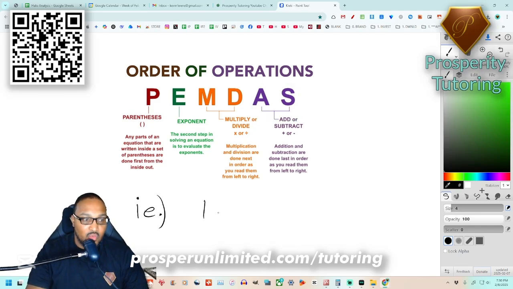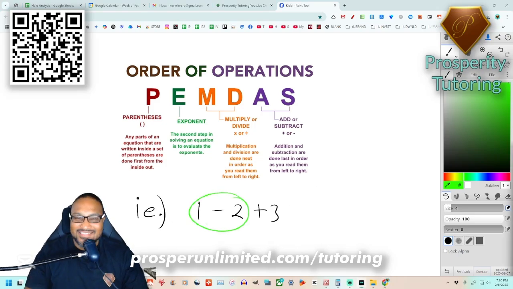So if you have 1 plus 2 minus 3, you execute the addition first. Or if you had 1 minus 2 plus 3, you execute the subtraction first. You go from left to right.